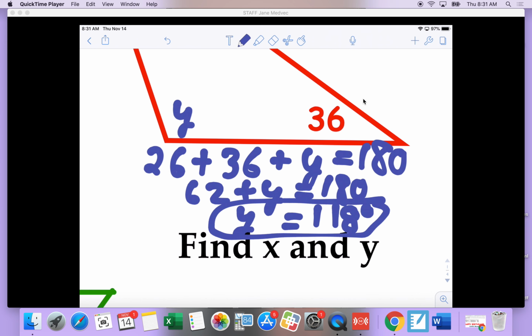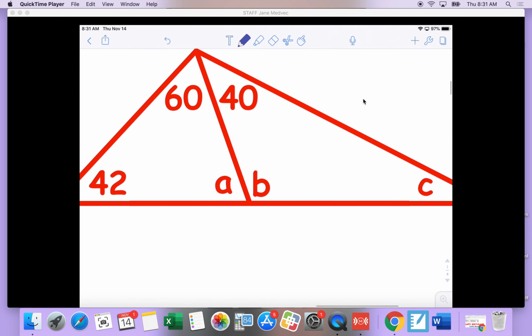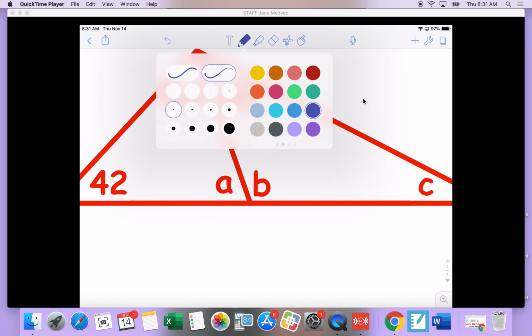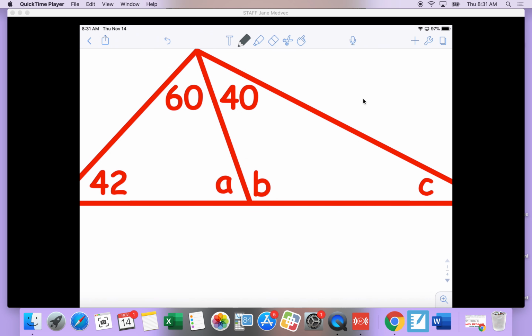Okay. So again, I know this is really easy and most of you know how to do it. I am just doing it to show you how the work is done. Let's take a look at this one. This one's a little bit layered. Make my font smaller. I need to find A, B, and C.